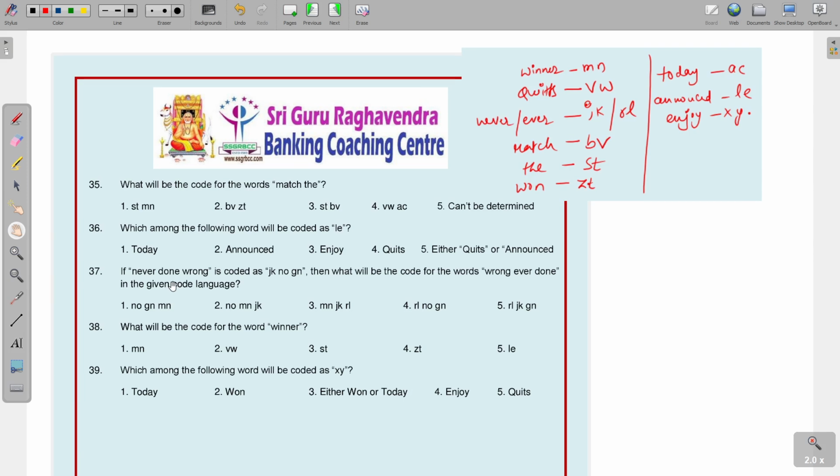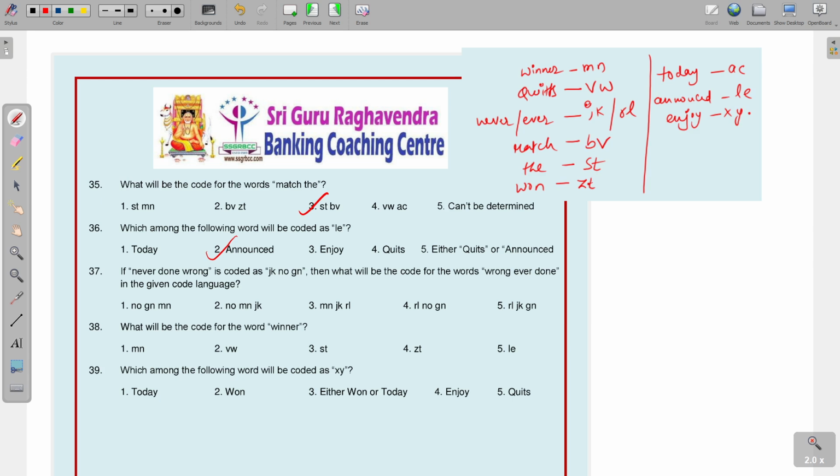See the first question, 35. What will be the code for the words match the? So match the is BV and ST. Which among the following words will be coded as LE? So LE is coded as announced.